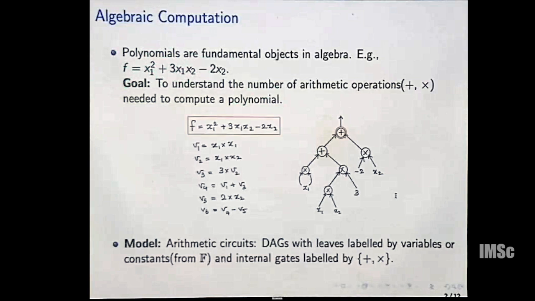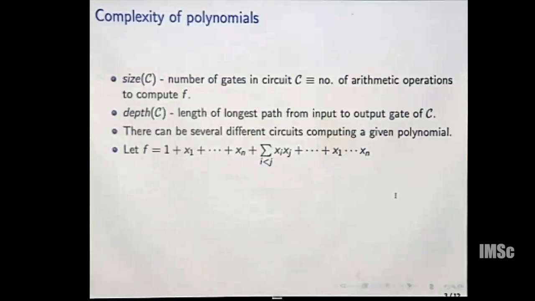So is it okay, like what is size and what is depth? There may be several ways to compute a given polynomial. So let's take an example. For example, this one. You have 1 plus x1 plus x2 plus so on plus xn, and then all degree 2 terms, x1 x2, x2 x3, x3 x4 and so on. There are n choose 2 of them. And then all degree 3 terms, degree 4 terms, and one monomial that does x1 x2 to xn. One math way of writing this is you sum over all subsets from 1 to n except the empty set, and look at those variables that are indexed by this set, xi.